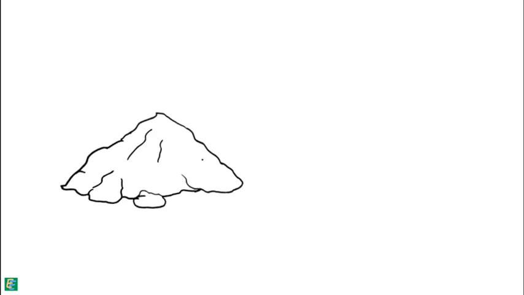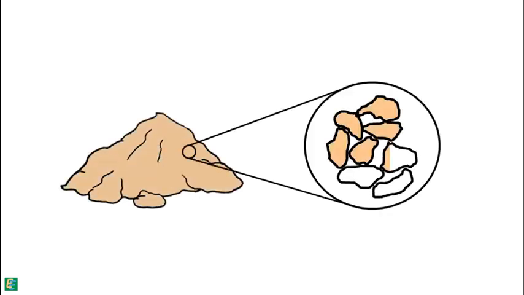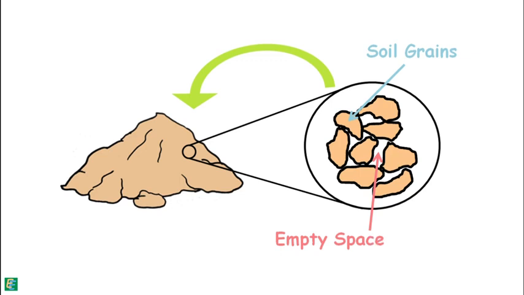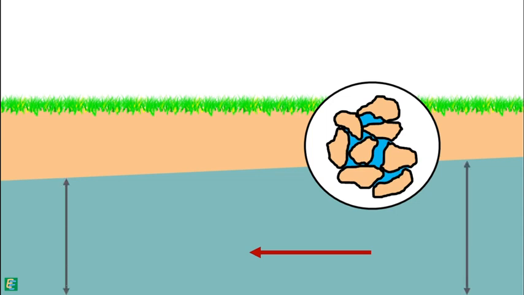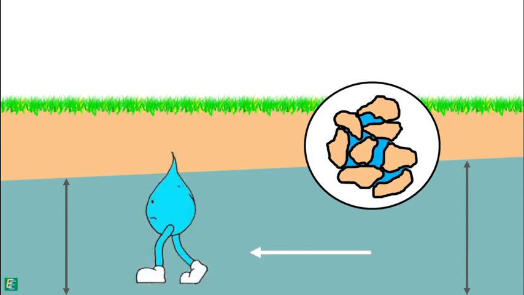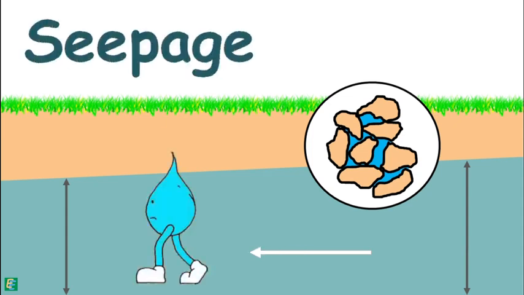A soil mass is the huge collection of soil particles we call soil grains. These soil grains, when deposited in a soil mass, enclose empty space between them, which we call voids. The water available under the ground moves inside the soil through these voids from the region of high hydraulic head to the low hydraulic head. This phenomenon of flow of water, movement of water through the soil, is called seepage.